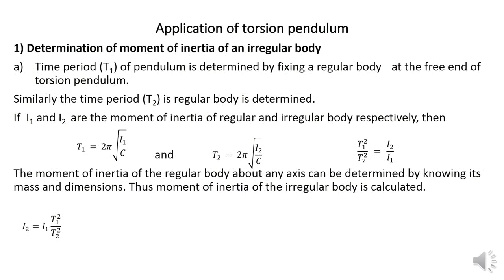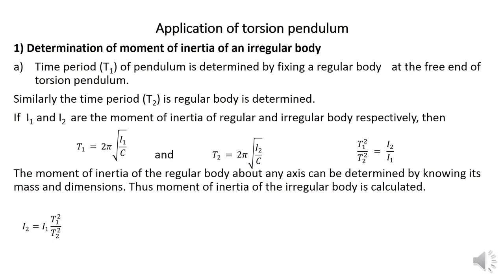Applications of torsion pendulum. First one, determination of moment of inertia of an irregular body. Time period T1 of the pendulum is determined by fixing a regular body at the free end of the torsion pendulum. Similarly, T2 is determined.